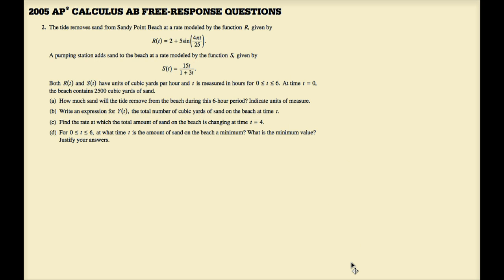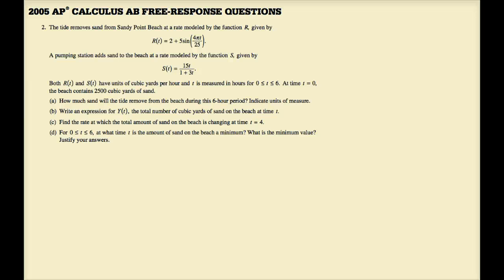Our last example is from the 2005 exam. This question is on the Calculator Allowed section of the exam. The tide removes sand from Sandy Point Beach at a rate modeled by the function r, given by r of t equals 2 plus 5 sine of the quantity 4 pi t over 25. A pumping station adds sand to the beach at a rate modeled by the function s, given by s of t equals 15t over 1 plus 3t.